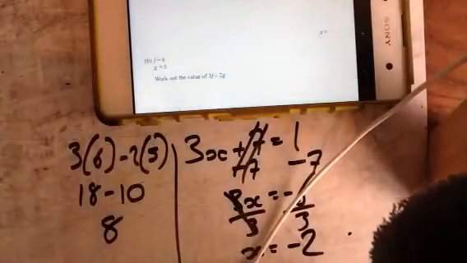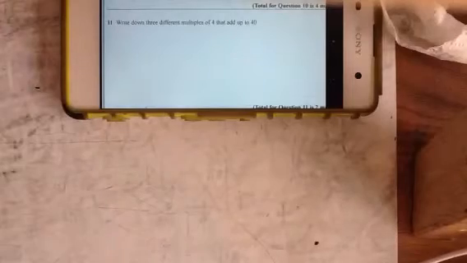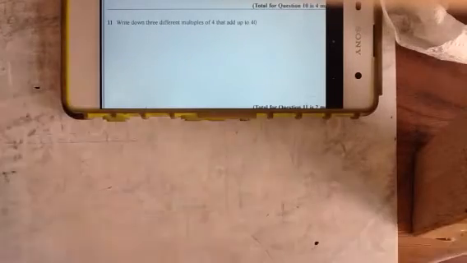18 minus 10 is 8. Write down 3 different multiples of 4 that add up to 14.